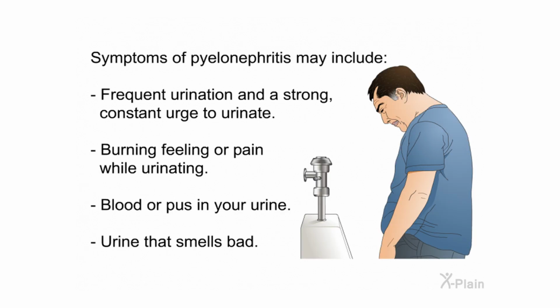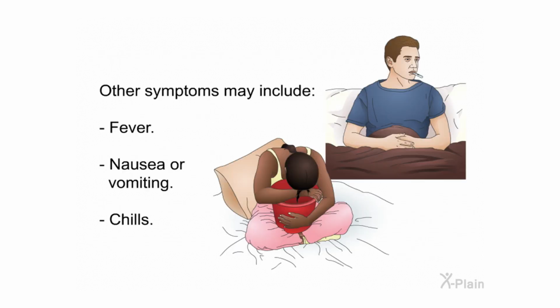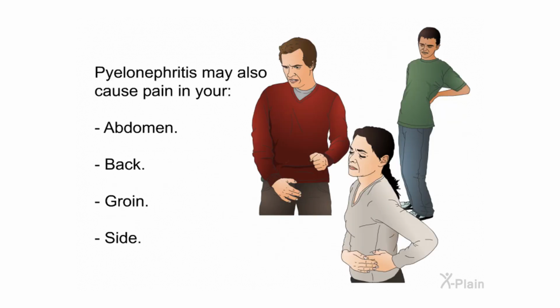Symptoms. Symptoms of pyelonephritis may include frequent urination and a strong, constant urge to urinate, burning feeling or pain while urinating, blood or pus in your urine, urine that smells bad. Other symptoms may include fever, nausea or vomiting, chills. Pyelonephritis may also cause pain in your abdomen, back, groin, side.